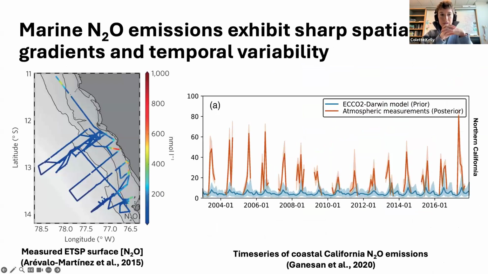So marine nitrous oxide emissions are really interesting because they exhibit really sharp spatial gradients and temporal variability. Here on the left, I'm showing a figure of surface nitrous oxide concentrations that were measured in the Eastern Tropical South Pacific. And I'll just draw your attention to the really sharp spatial gradients in there. And on the right, I'm showing a time series of nitrous oxide emissions off the coast of California, estimated 2 different ways. And instead of focusing on the difference between these 2 methods, I'll just highlight the really fine scales of temporal variability that nitrous oxide emissions are operating on here.